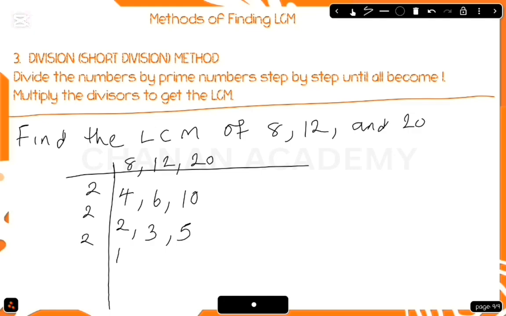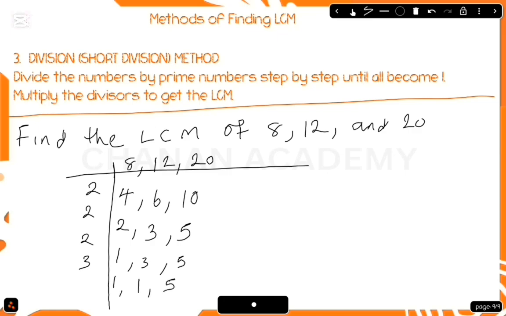Can 2 divide 3? No. So bring down the 3. Can 2 divide 5? No. So bring down the 5. Can 2 go into any of them? No. So how about 3? Yes, 3 can divide. So 3 into 3, we have 1. 3 into 5, 3 cannot. So we just put 5.